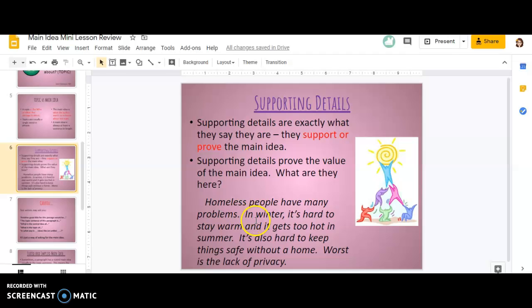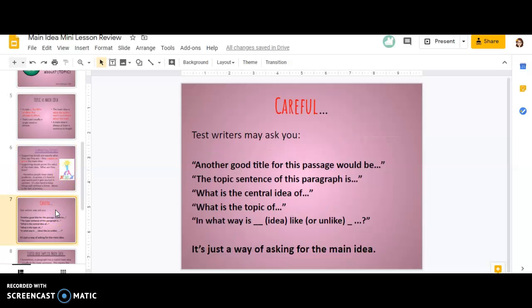It gets more into detail. That's why we call them supporting details. They're very, very specific, right? Whereas a main idea is more broad. So always be careful when you're reading, because a test writer might ask you.